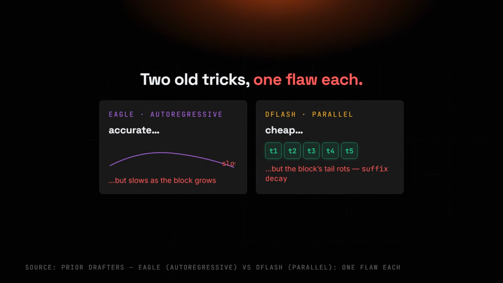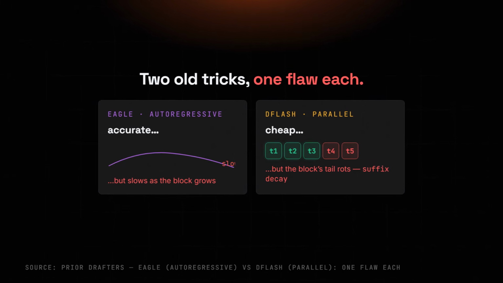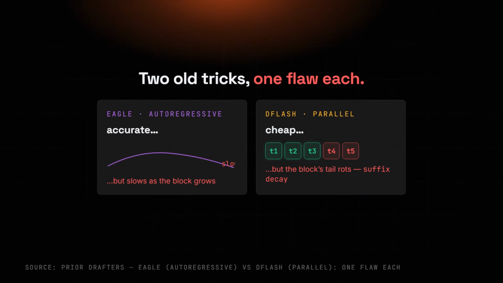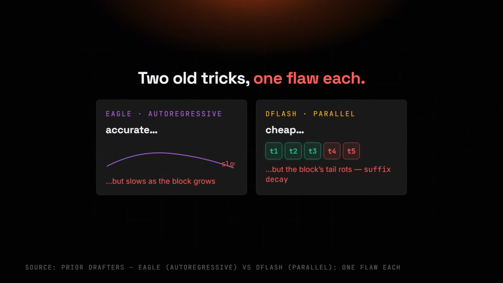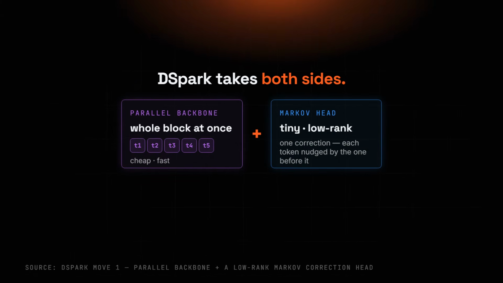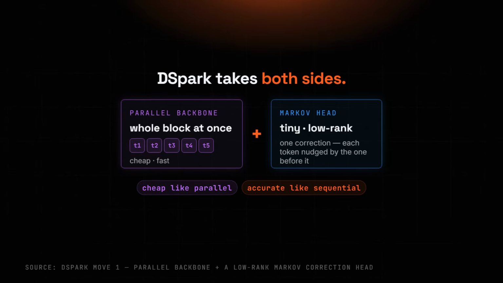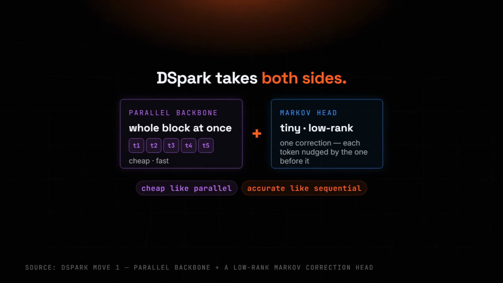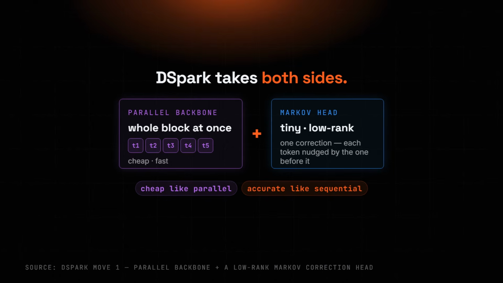Older methods could only pull one. Autoregressive drafters, like Eagle, guess accurately but slow down as the block grows. Parallel drafters like Flash are cheap, but they guess every token blind to its neighbors, so the back of the block rots and gets rejected. They call it suffix decay. DSpark's first move is to take both sides. A fast parallel backbone proposes the whole block at once. Then a tiny sequential head, low-rank Markov, adds one quick correction, nudging each token based on the one right before it. Cheap like parallel, accurate like sequential.